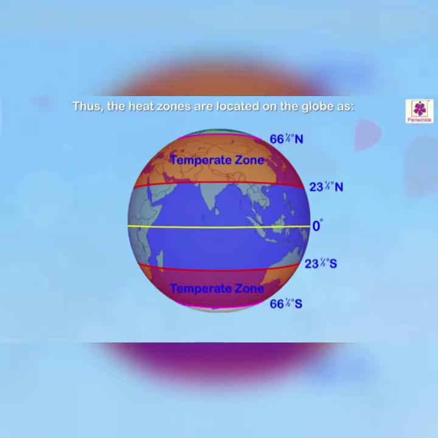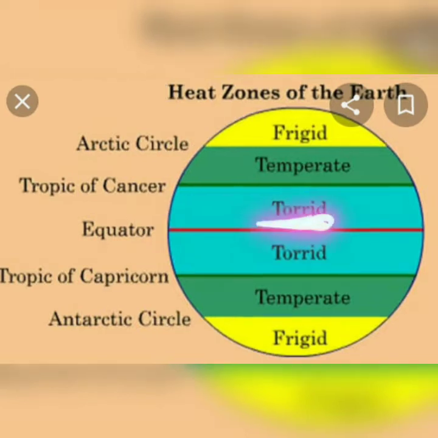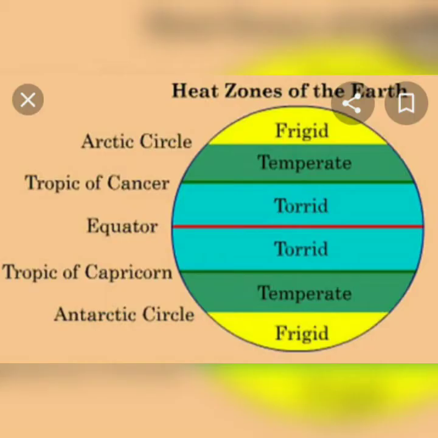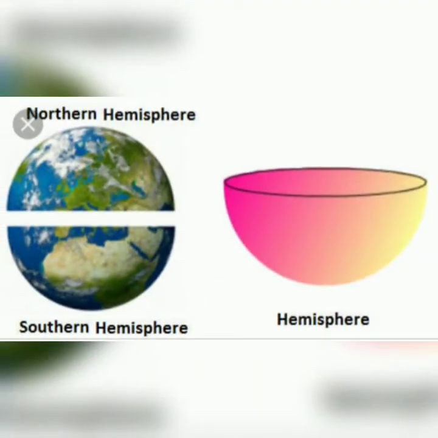Children, while explaining different zones, I have used a word equator. Do you know what is equator? Equator is an imaginary line that divides the earth into two equal halves. You can see in the diagram, this line is dividing the earth into two equal halves. One more word I have used, hemisphere. Do you know what hemisphere means? Hemisphere means half of a sphere or a ball. And in this chapter, hemisphere is used for one half of the earth.